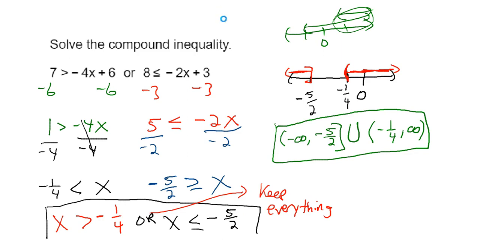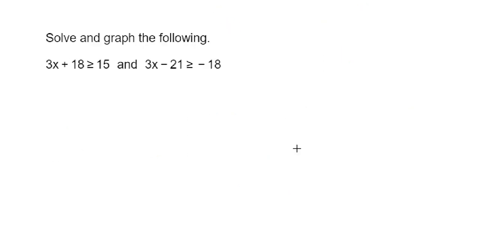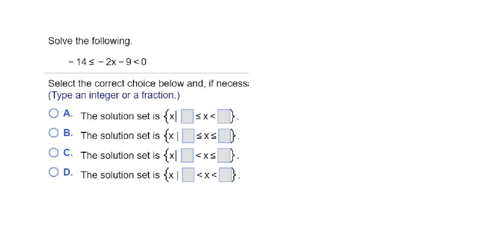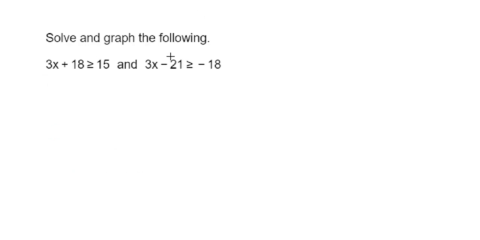All right, so let's see if we have such a case here. Looks like I have maybe one more example. Yeah, okay. So I got two more, this one and one more. So we'll do the same thing we did on the last one. All right, we're going to solve both of these for x. So I'll start by subtracting 18 to the other side. We'll get 3x is greater than or equal to negative 3. And then we'll divide by 3 on both sides.